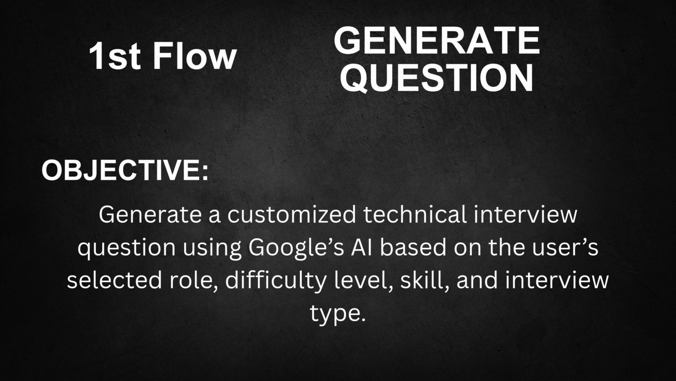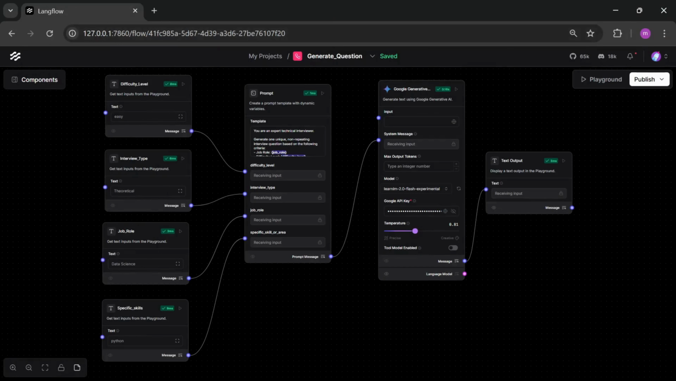You might want questions tailored to your role, your skill set, the level of difficulty you want, and the type of interview you are preparing for, like technical, coding, theoretical, or even system design. So, here, what we have done in Langflow, we use four text input components, one for the job role, one for the difficulty level, one for the specific skill, and one for interview type like technical or HR based.